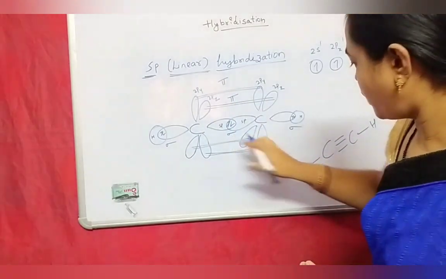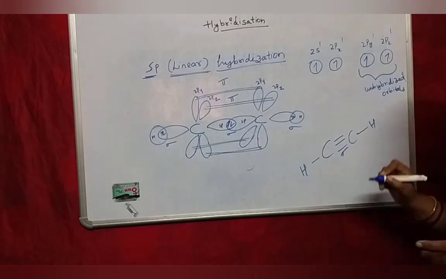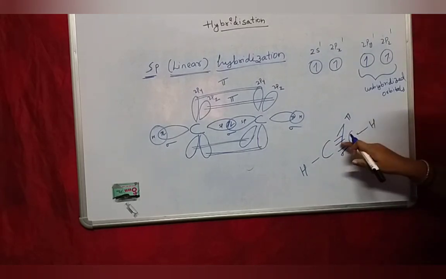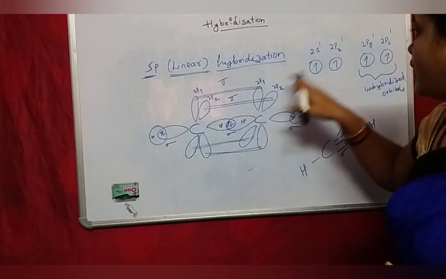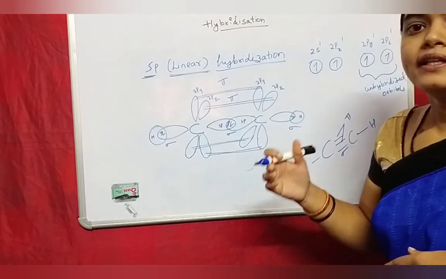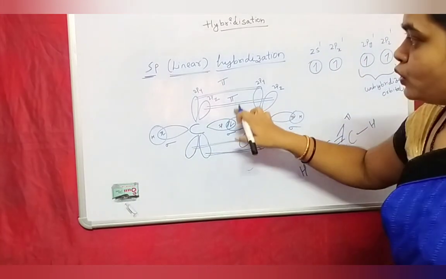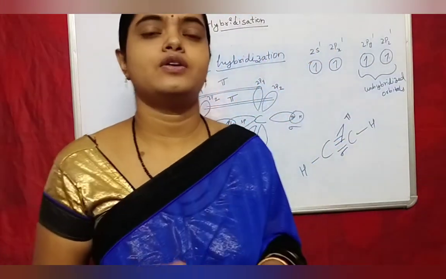So the first formed bond is the sigma bond. See, in acetylene the first formed bond is the sigma bond, while the other two are pi bonds. The first sigma bond is formed by the overlap of 2px. Later the unhybridized 2py and 2pz form two pi bonds. I hope you clear the concept.